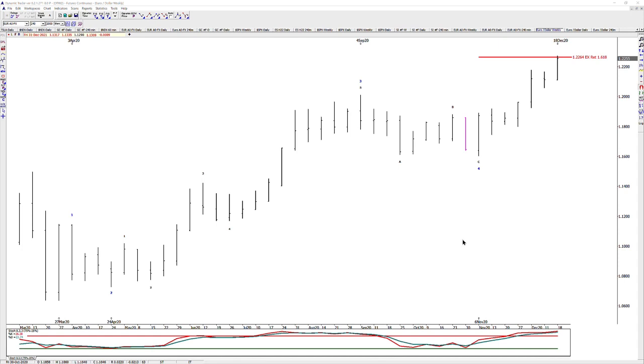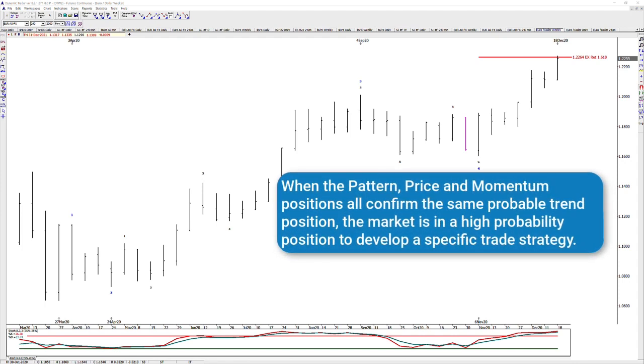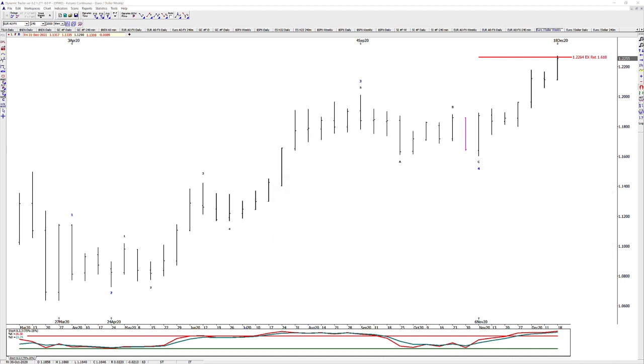So when we put all these together, at the very least, they should confirm each other. And once the pattern, the price, and the momentum are basically all in the same position, all telling us the same thing, we can have a lot of confidence to develop a very specific trade strategy. Well, let's take a look.